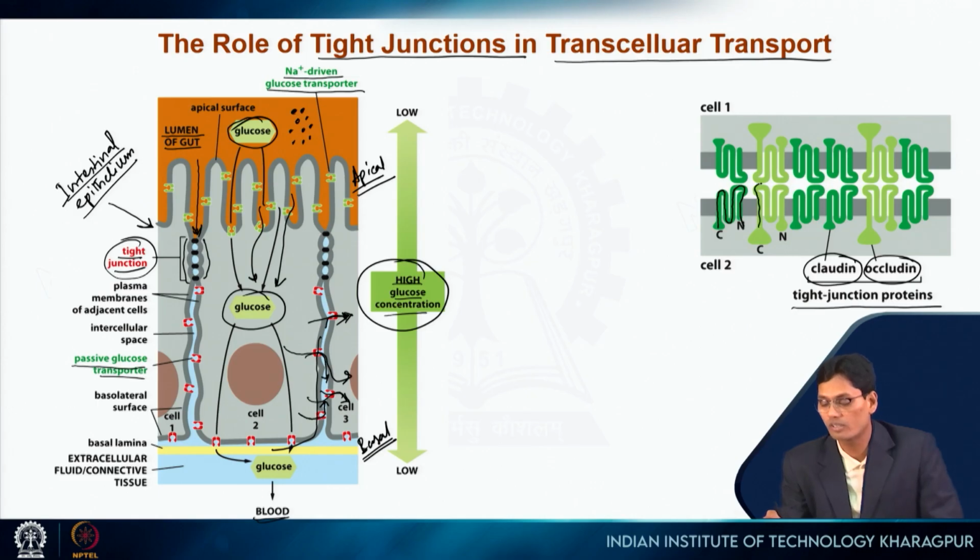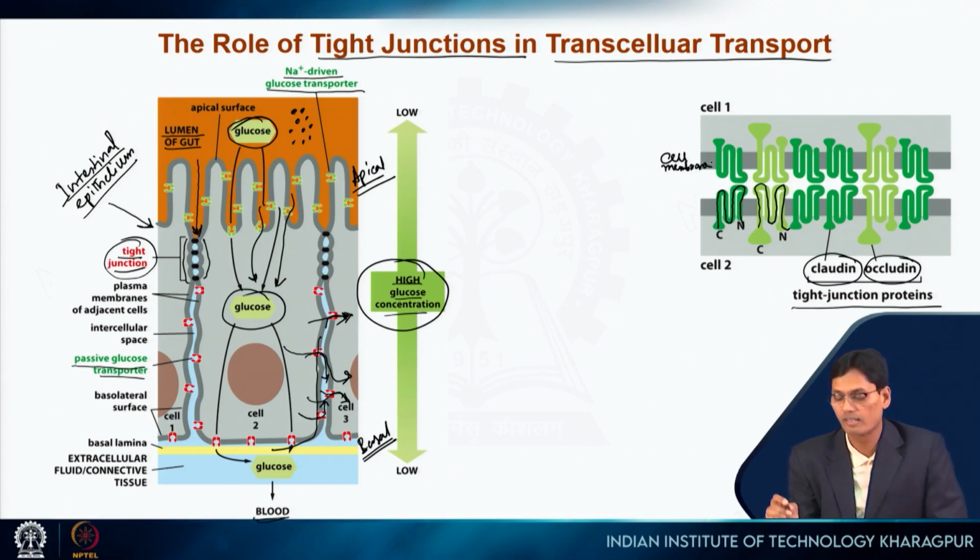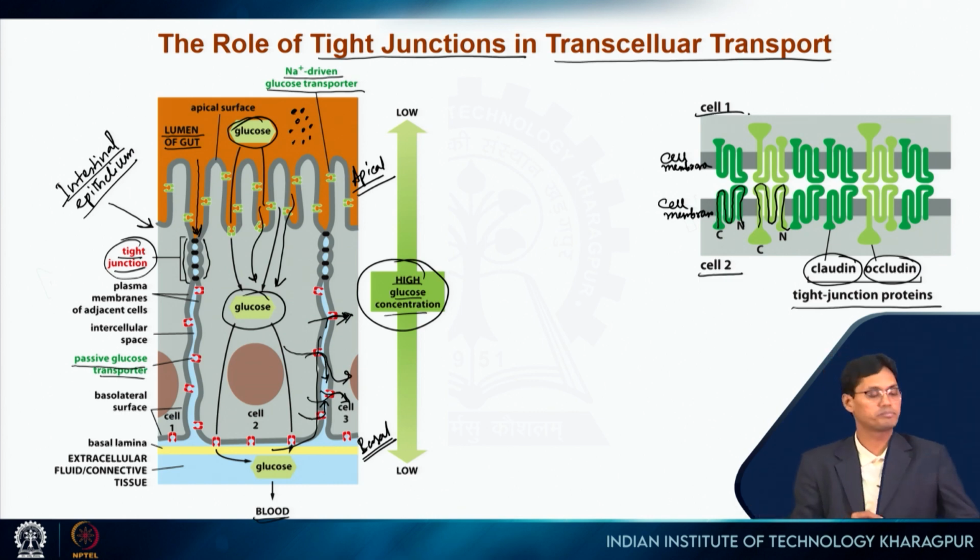So they pass through the cell membrane 4 times, meaning they have multiple membrane spanning domains. This is our cell membrane, and similarly this is another cell membrane. This is cell 2 and cell 1, and this way the tight junction is formed.